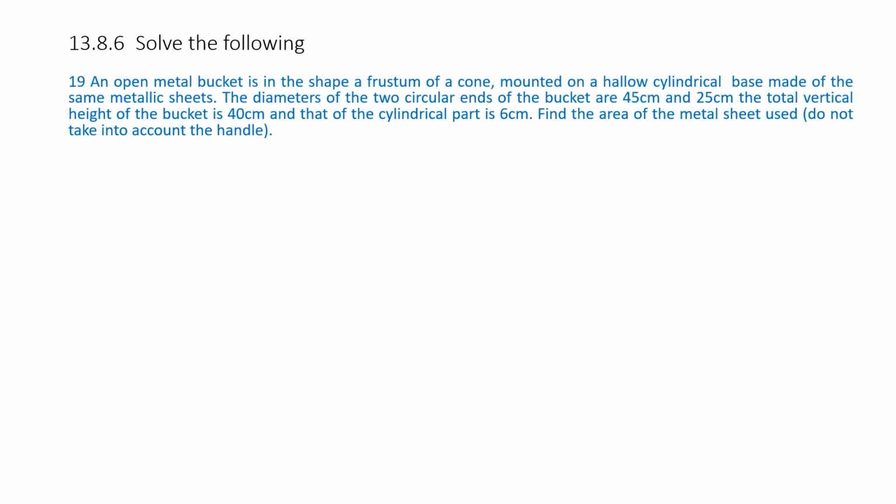Problem number 19. An open metal bucket is in the shape of a frustum of a cone. Please note, it is a metal bucket, not a plastic bucket. Metal bucket has got slightly different shape that we will be showing in the figure. Mounted on a hollow cylinder base made of same metallic sheets. The diameters of two circular ends of the bucket are 45 cm and 25 cm. The total vertical height of the bucket is 40 cm and that of cylindrical part is 6 cm. Find the area of the metal sheet used. Do not take into account the handle. That means we should not consider the metal required for the handle.